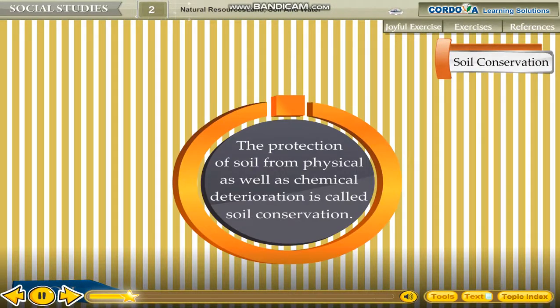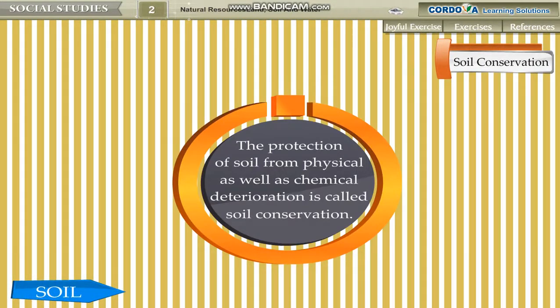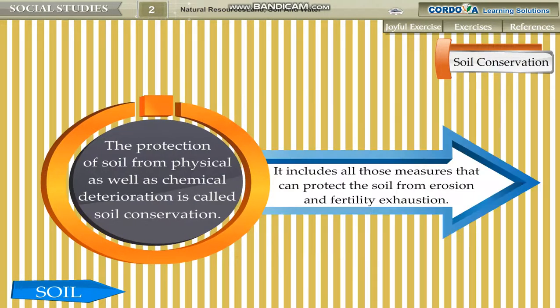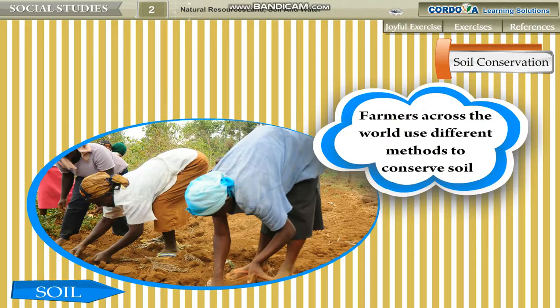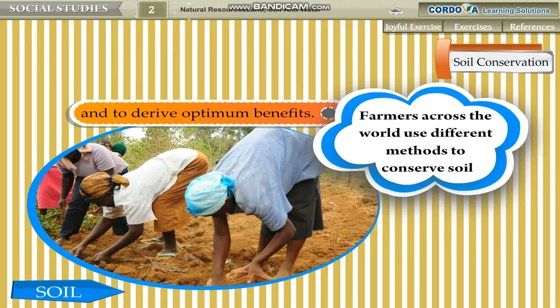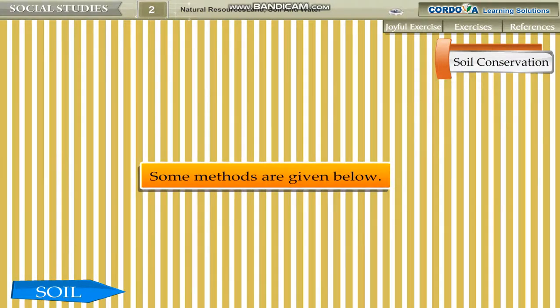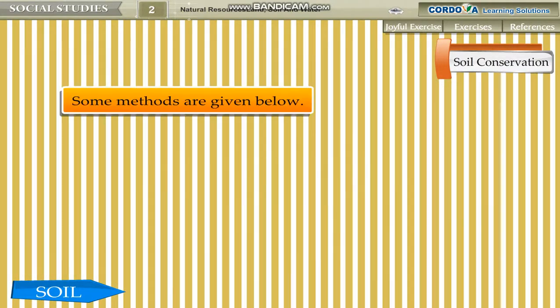The protection of soil from physical as well as chemical deterioration is called soil conservation. It includes all those measures that can protect the soil from erosion and fertility exhaustion. Farmers across the world use different methods to conserve soil and to derive optimum benefits. Some methods are given below.